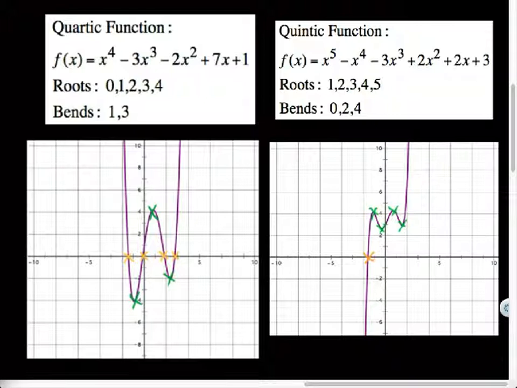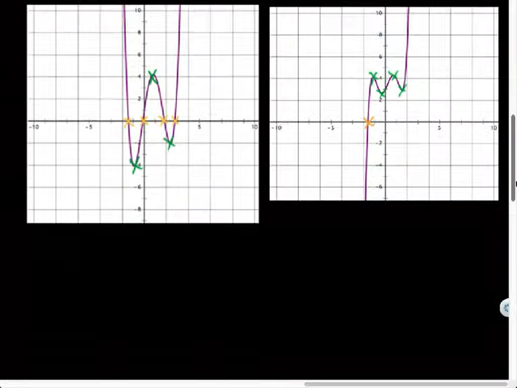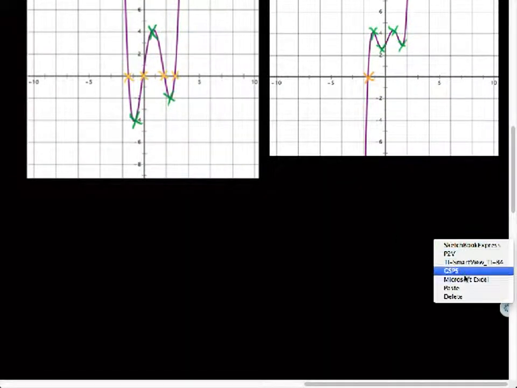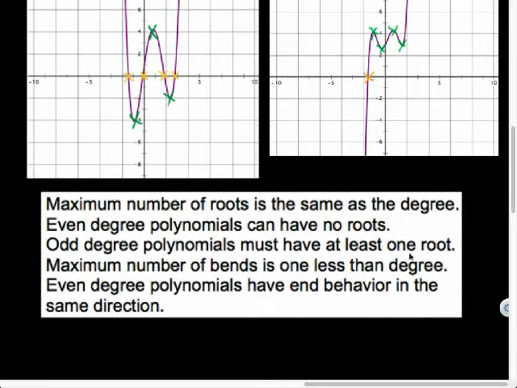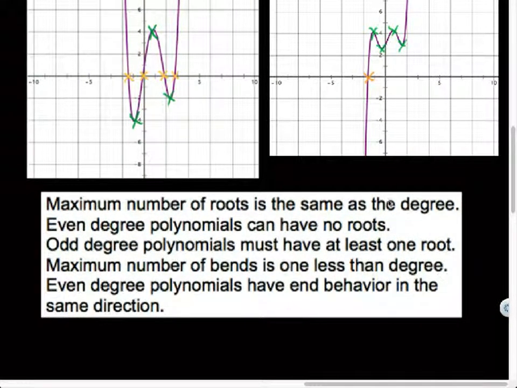All right. So let's write that down. Maximum number of roots is the same as the degree. I don't know why I didn't have that one as one of my pre-given notes. Let's see. I'm going to have a handful of other facts here for us, as the degree of the polynomial function. So here's some facts for us to consider. The maximum number of roots is the same as the degree.